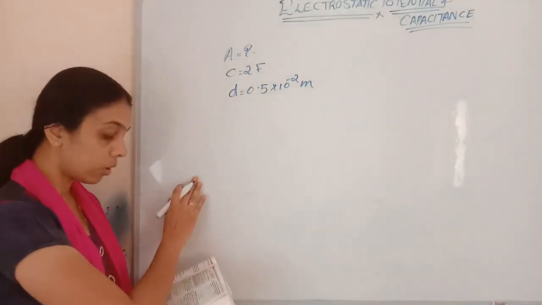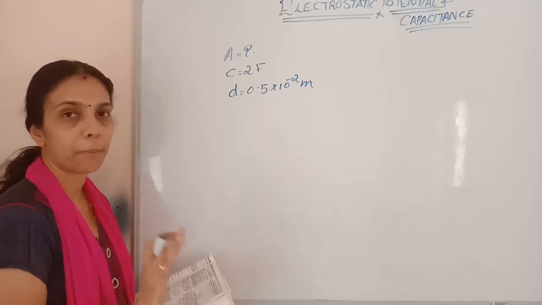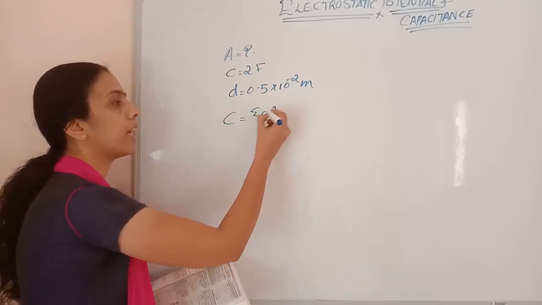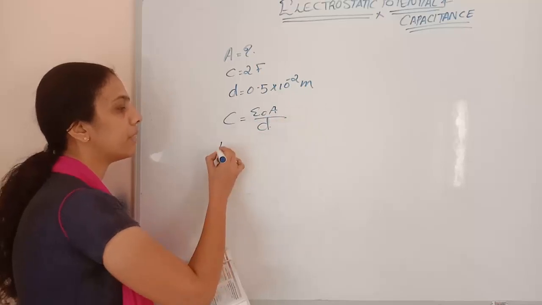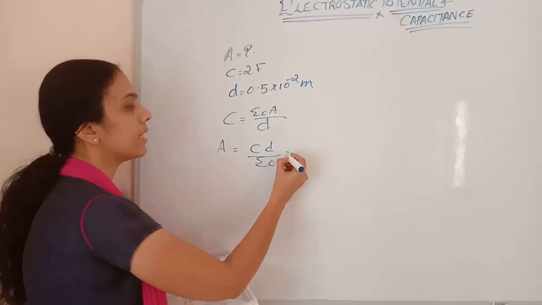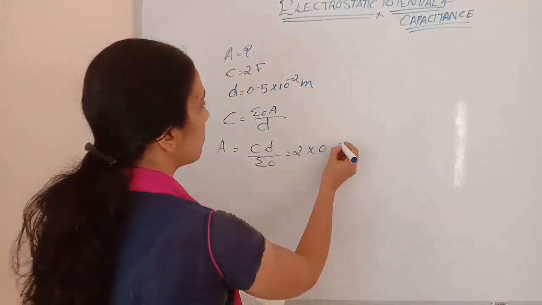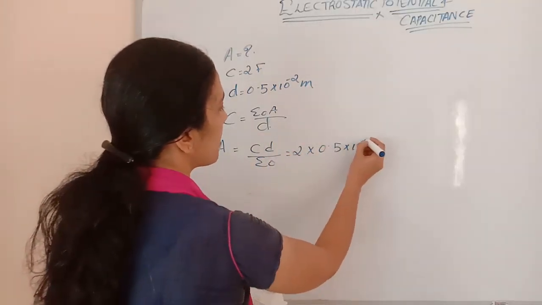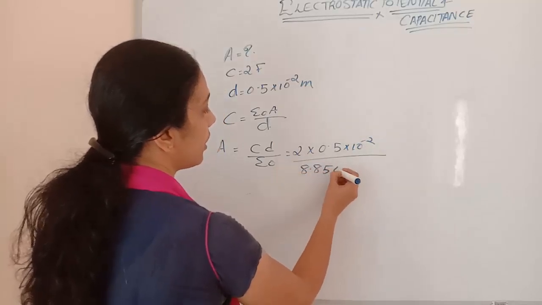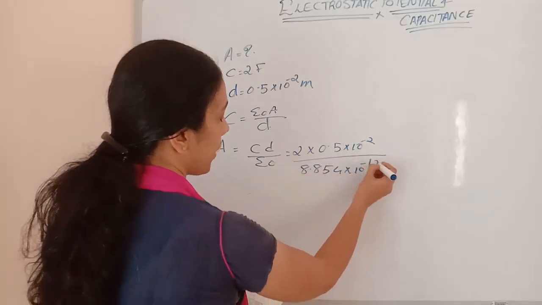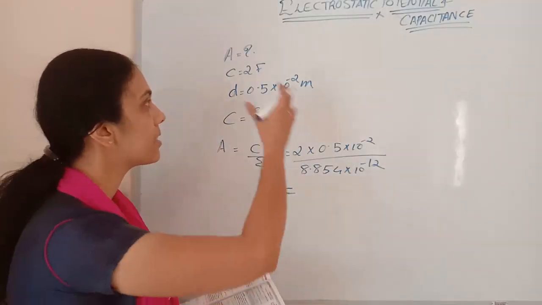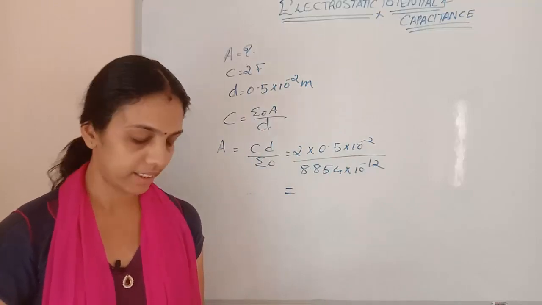How can we find out for a parallel plate air capacitor? It is given: C is equal to epsilon 0 A by D. A we can find out by CD by epsilon 0. C is given 2, D is given 0.5 into 10 to the power minus 2, and epsilon 0 is 8.854 into 10 to the power minus 12. So you can find out the final answer. Clear? So this is how we should find out the area.